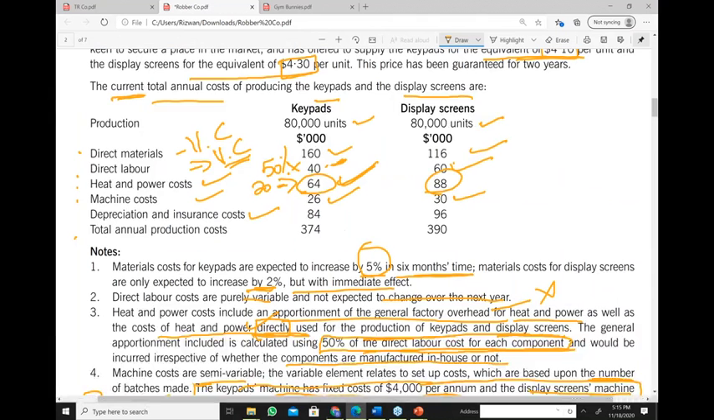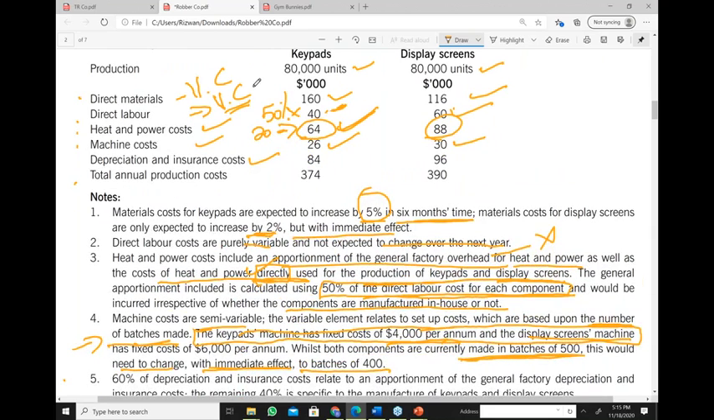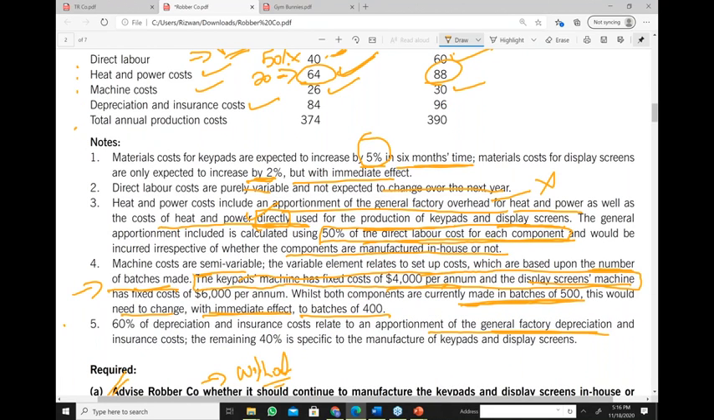Now, depreciation and insurance. 60% of the depreciation and insurance relates to an apportionment of general factory depreciation and insurance, and 40% is specific to the manufacture of keypad and display screen. So something that is general is not relevant. Something that is specific is relevant. So we'll just take 40% of this as a relevant cost. General will not be considered. Okay. So 84,000, 40%. 96,000, 40%.